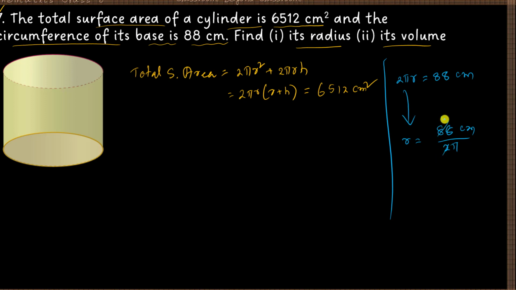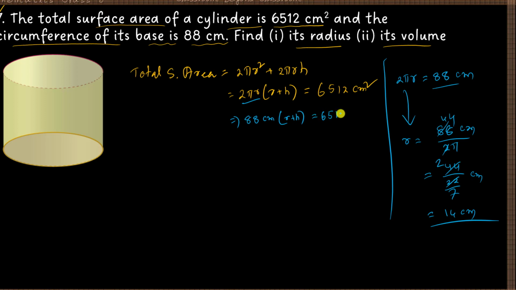So from this we get r is equal to 88 centimeter divided by twice pi, and this is equal to 44 divided by 22 divided by 7, 44 twos. So this will become 14 centimeter. r is equal to 14 centimeter. So in this equation we can write twice pi r, this value is 88 centimeter. So 88 centimeter into r plus h is equal to 6512 centimeters square.